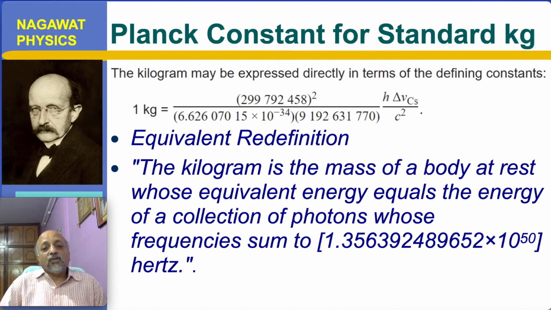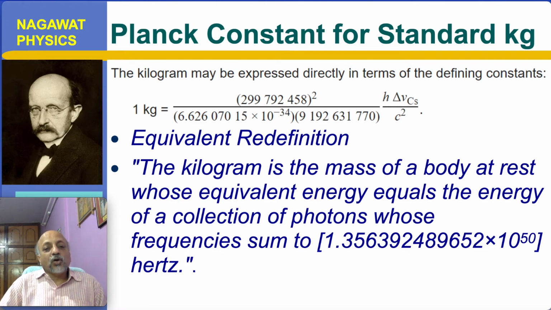An equivalent redefinition has also been given, and in this redefinition we say that the kilogram is the mass of a body at rest whose equivalent energy equals the energy of a collection of photons whose frequencies sum to this huge number, 1.35639248965 into 10 raised to the power 50 hertz. And we know already, maybe from general knowledge, that the energy can be expressed as h nu, and it can also be expressed as mc squared for a quantum, and so E equals h nu as well as E equals mc squared.